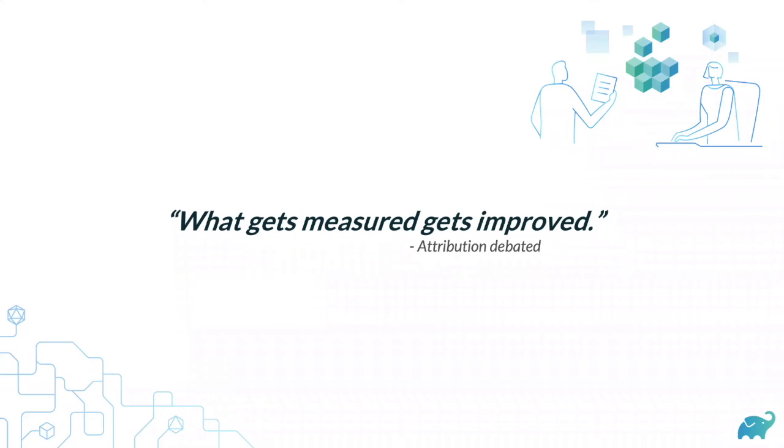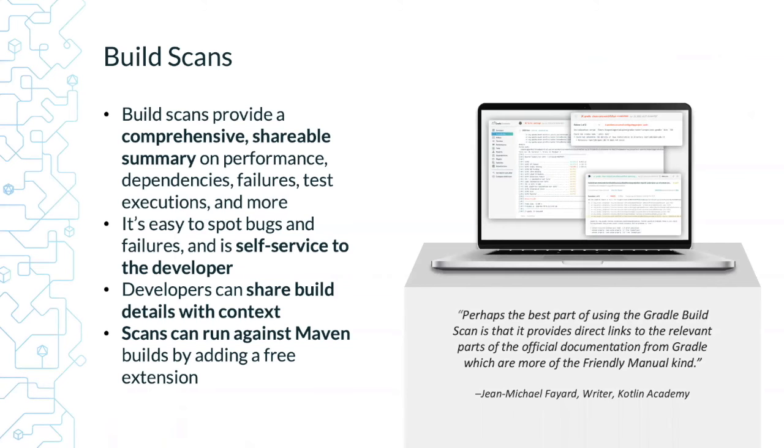So we all know this, and I'm sure we've heard this one. We're all data people. What gets measured gets improved. No one's quite sure exactly who said it. But in our case, being able to provide a build scan gives us this comprehensive shareable summary on performance, dependencies, failures, test executions, all kinds of stuff. And we're going to look at one. So I won't go too much into the detail here, but it makes it a lot easier to spot bugs and failures, and it's self-service to the developer.